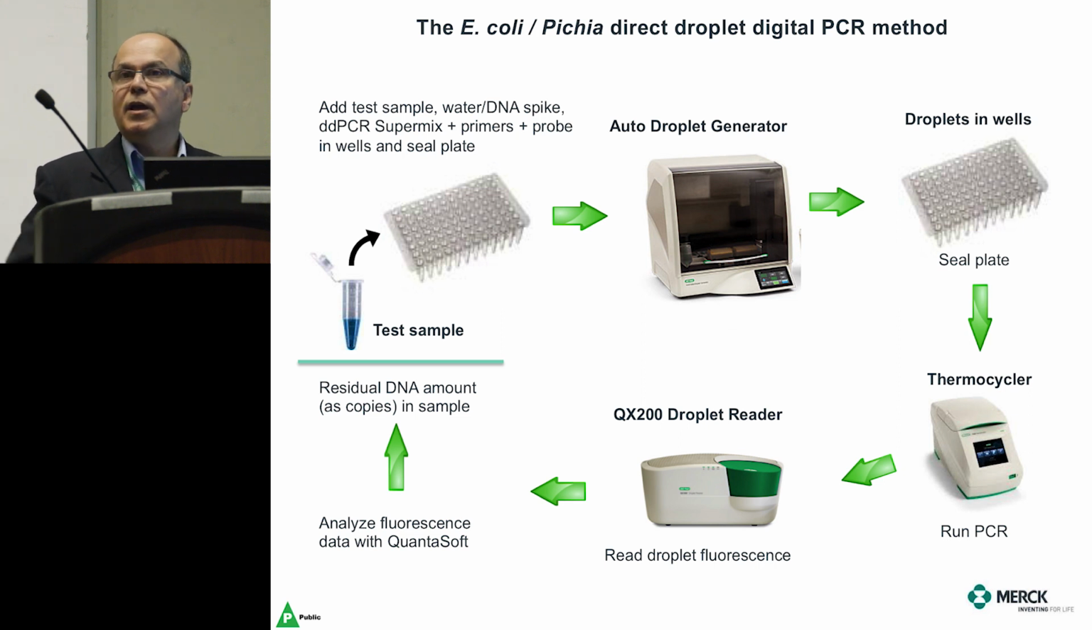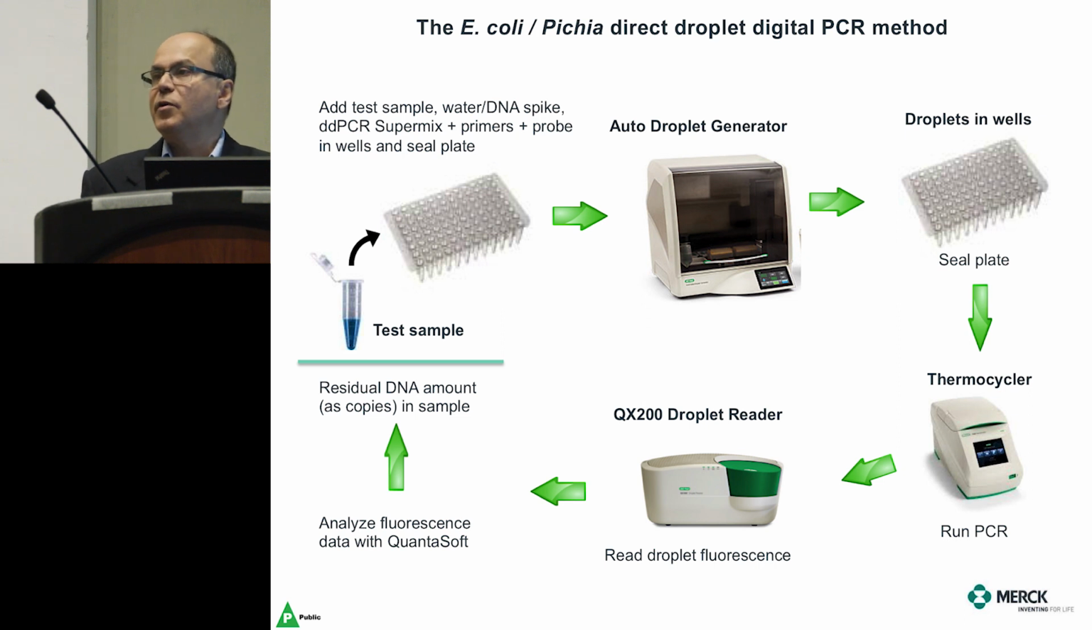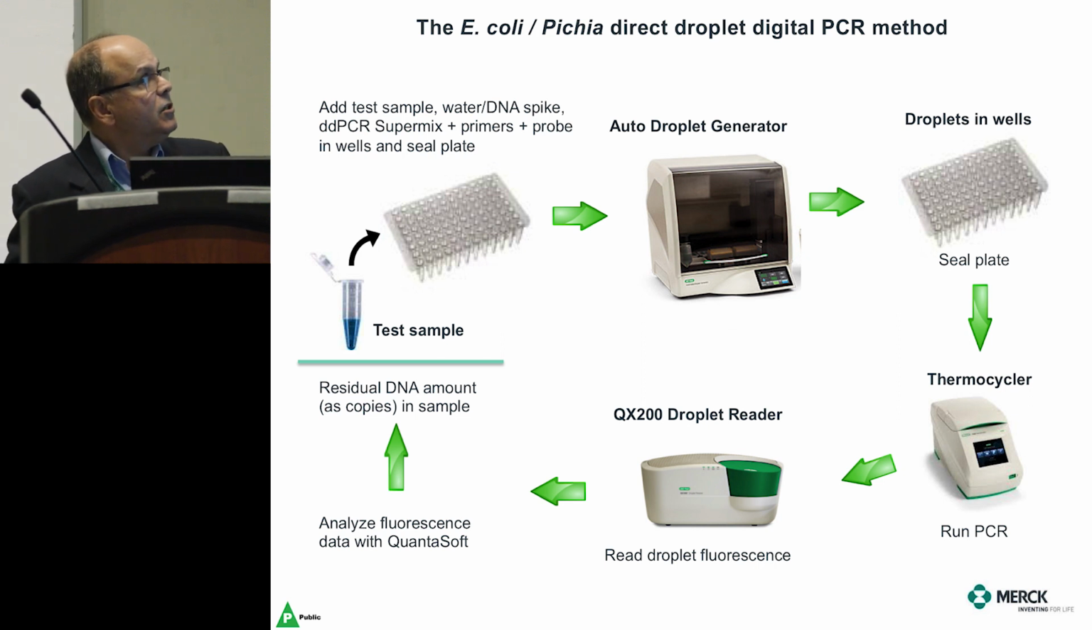Now, this was a special super mix where the background level of DNA matters, because the super mixes are DNA polymerase and other substances, and some of the substances are made in E. coli or Pichia, so they have their own background DNA. So Bio-Rad made this special super mix where the background DNA is very low. So you either spike with DNA to measure the recovery or the accuracy of the method, add primer probe, seal the plate, and put it in this machine, which is a droplet generator.